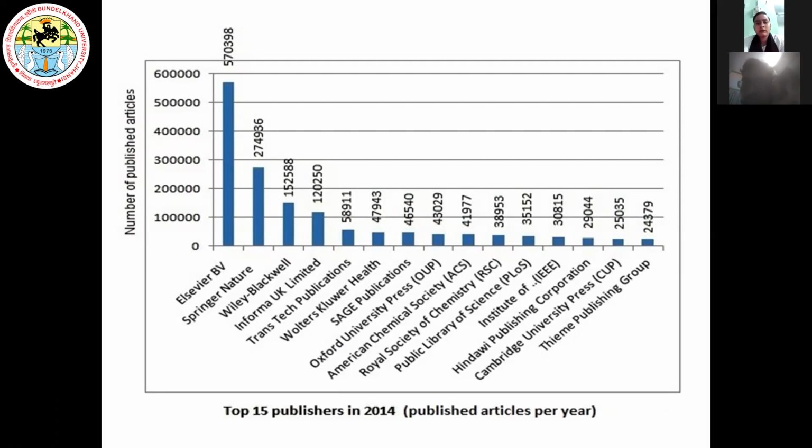Okay. So these are the top 15 publishers. And if you see this, how many articles they publish per year, how huge the data they are publishing. And here, you see, Elsevier is the top ranking. This was in 2014. Okay. So they handled 5,70,398 articles that they published. Followed by Springer. Okay. Then Wiley. So Elsevier, Springer, Wiley, they handle the majority of the publications.